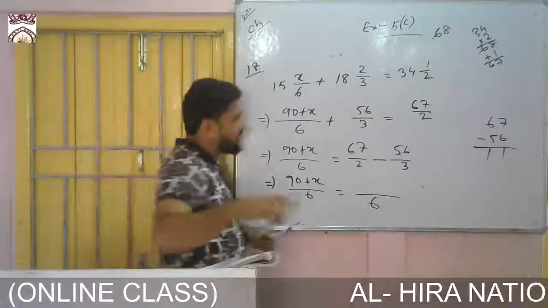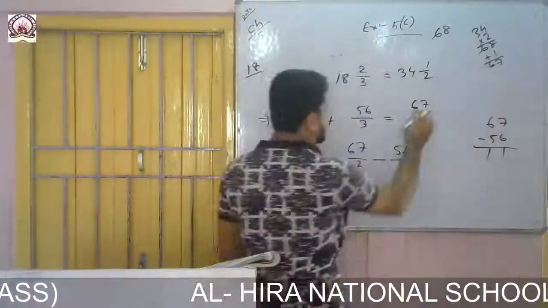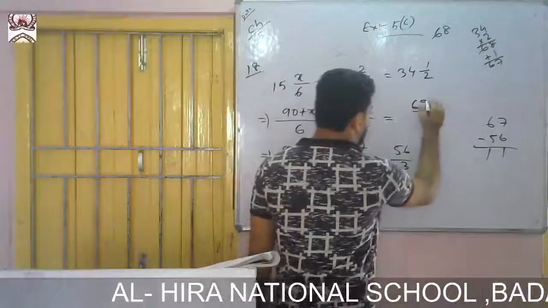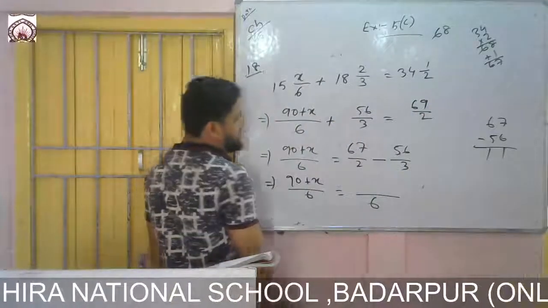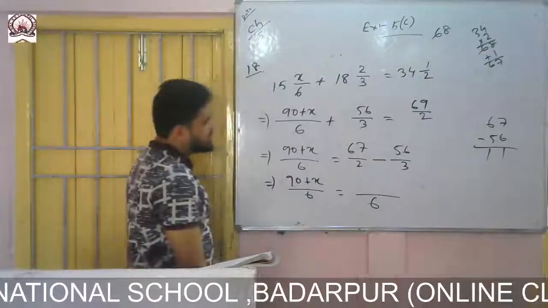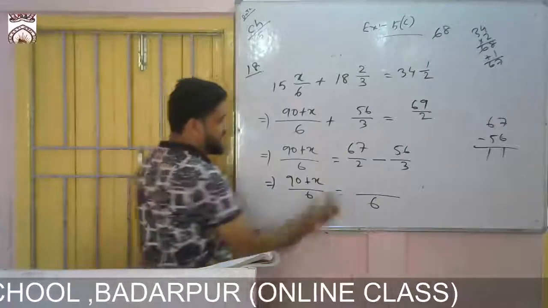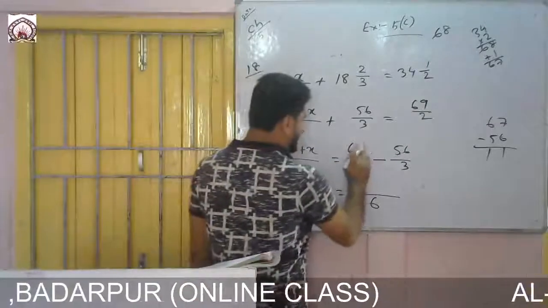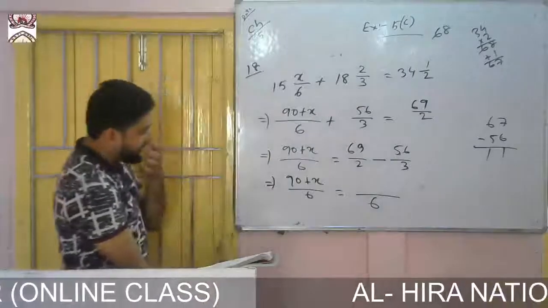Sorry, here you see, here wrong. Here what? 68 plus 1, it is 69. So here will be what? 69. Okay. So here will be what? 69.